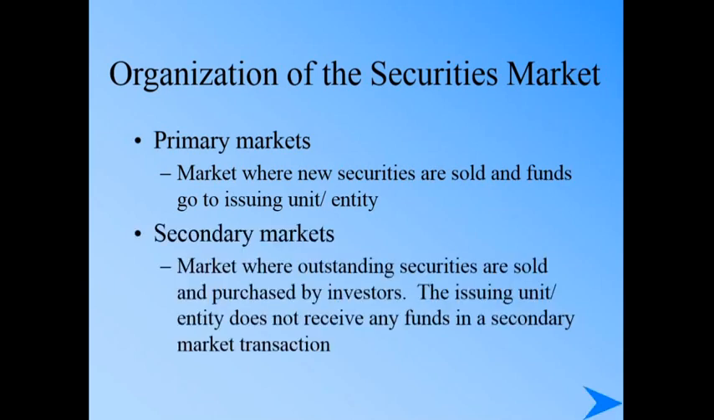While the secondary market is a market where outstanding securities, meaning already issued securities, are being sold and purchased by investors. So this is a kind of market in which the funds will not flow to the issuing entity, rather it will change hands. If one person has the security and sells it to another individual, the capital will flow to the first individual and the funds will not flow to the issuing entity. The issuing unit or entity does not receive any funds in a secondary market transaction, because the trading is now taking place among the investors.